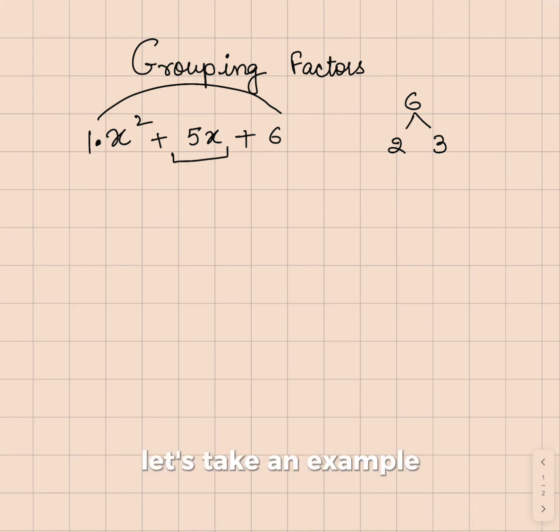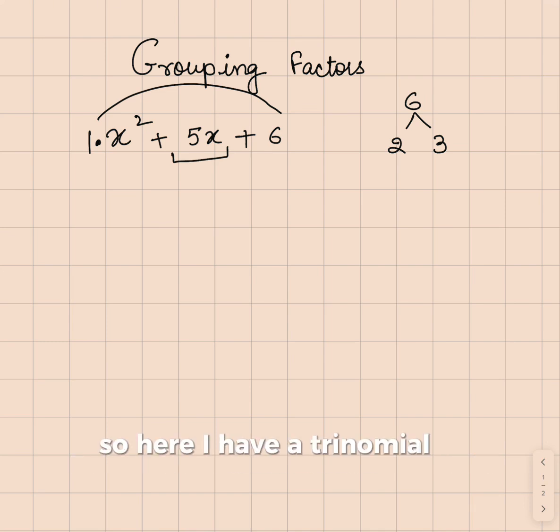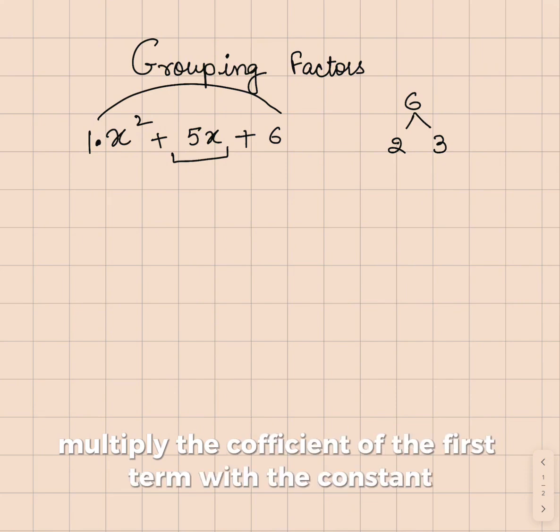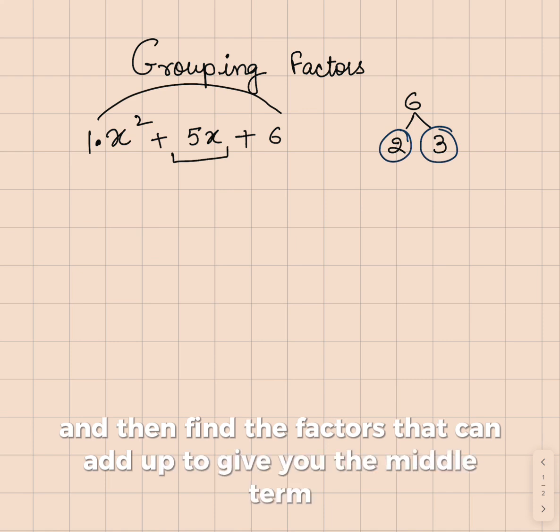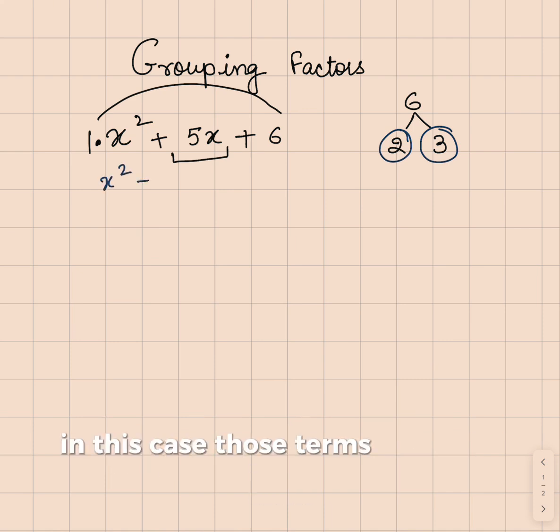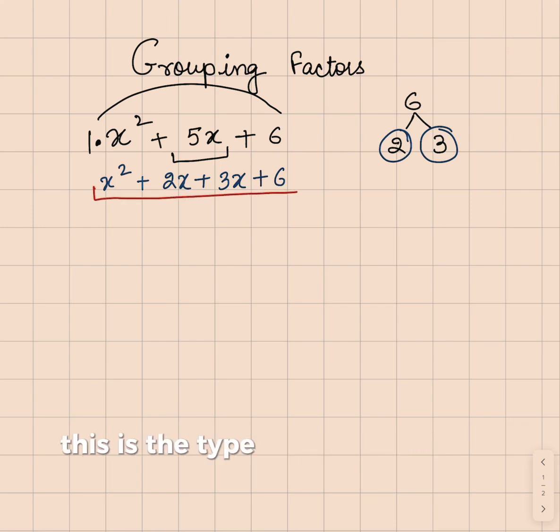Let's take an example. So here I have a trinomial x squared plus 5x plus 6. And when you factorize the trinomial, multiply the coefficient of the first term with the constant and then find the factors that can add up to give you the middle term. In this case, those factors are 2x and 3x. So now when you group the factors, this is the type of expression you will see.